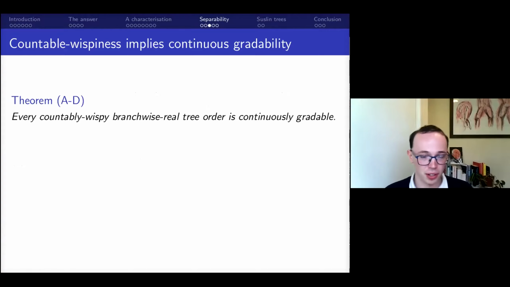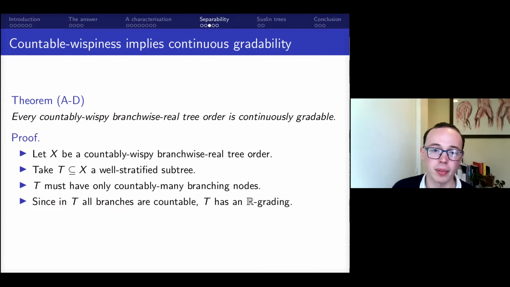Okay, so here's the answer to the question raised at the start of the section. The theorem is that every countably wispy branchwise-real tree order is continuously gradable. Okay, how do we do this? Well, we're going to use the characterization of the previous section. Let X be any countably wispy branchwise-real tree order. To show that it's continuously gradable, it suffices to show that every well-stratified subtree is R-gradable. So let's take such a well-stratified subtree T.